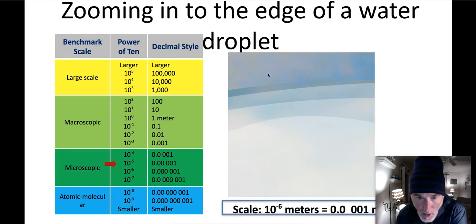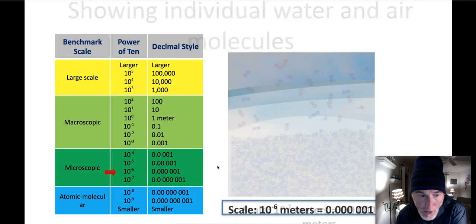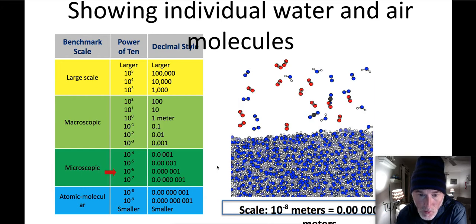This is the edge of the water and then the air. I'm going to go a little bit closer. Now we're right at the edge of the water and we're in the air. And you can start to see these ball and stick figures. We call those models in chemistry. And so we're going to take a look at what these different things are.